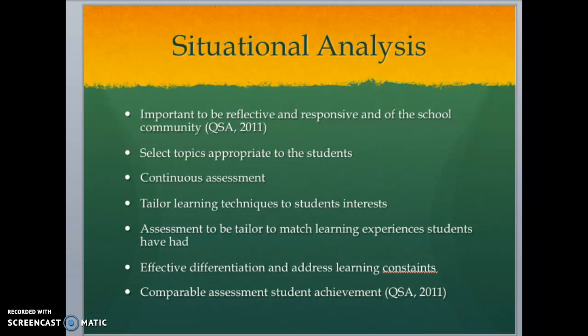So the situational analysis, this is the first part of any of the instructional design models, and it's important because, as the QSA outlines, it's really important for teachers and our school systems to be reflective and responsive of the school community.